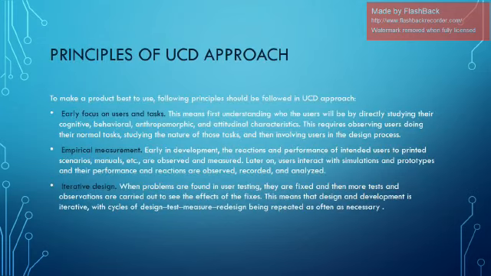There are three principles that you should follow while making your product best to use. Number 1, early focus on user and task. Before making any product, identify who the user will be, and study their culture, behaviors and attitudes. Number 2 is empirical measurement. This can be done by making prototypes and simulations of your product and letting the user try it. Then, measure their procedures, reactions and user experience.